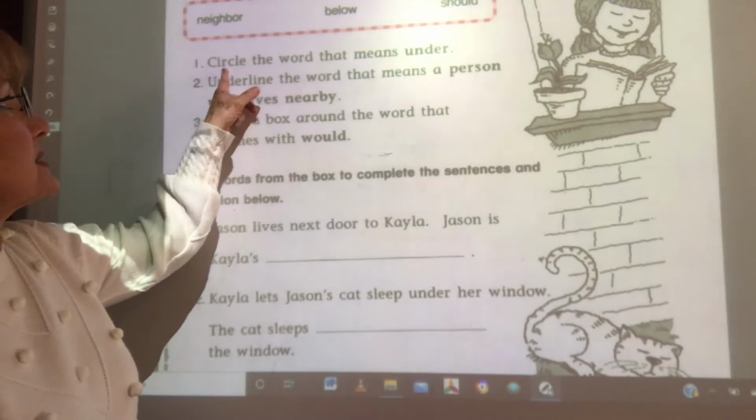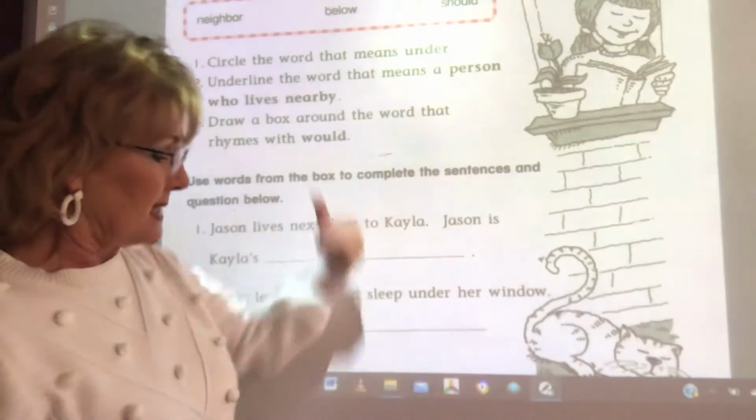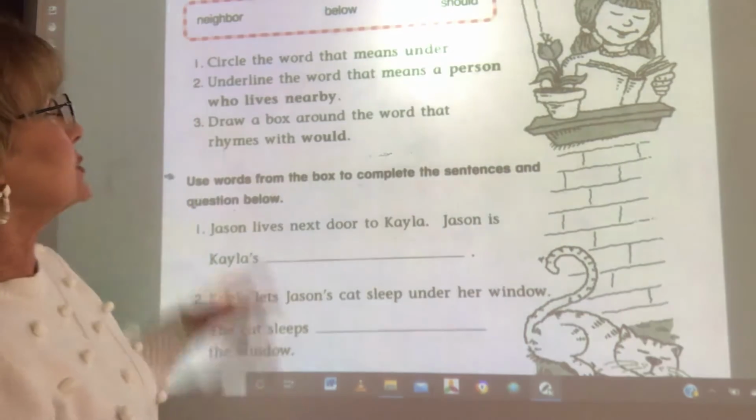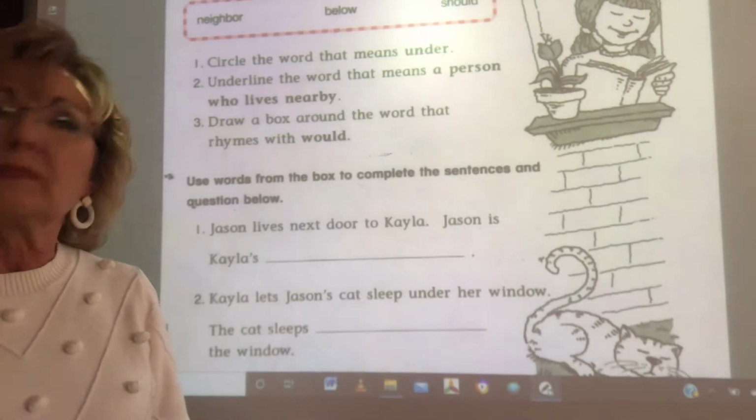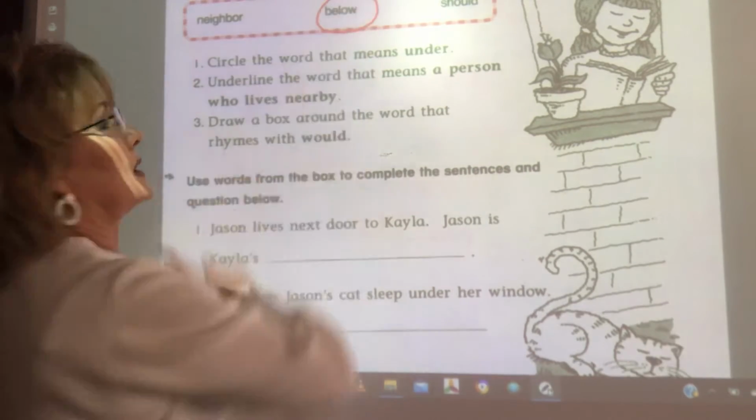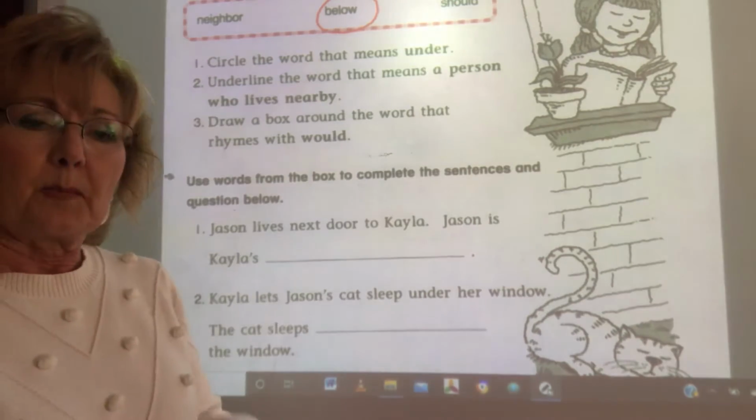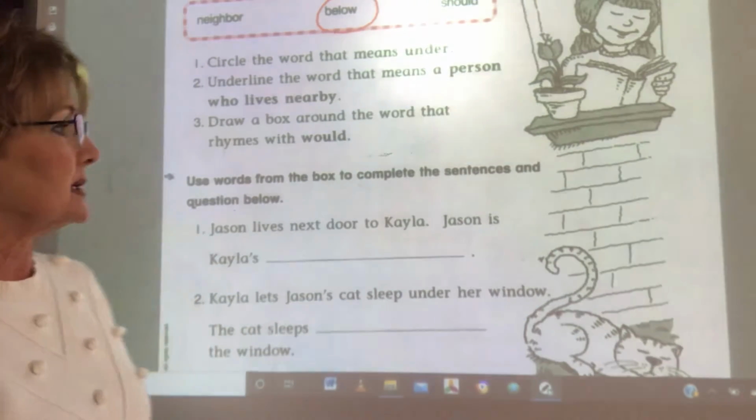Number 1, circle the word that means under. Which of these words means under? Yeah, you're right. The word below. I put my papers below my desk. I put them under my desk.